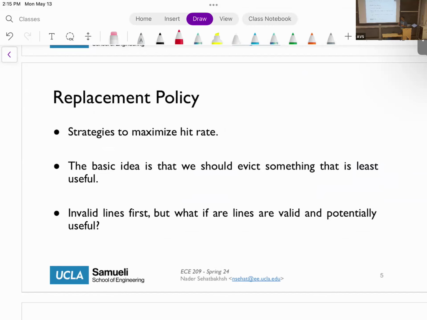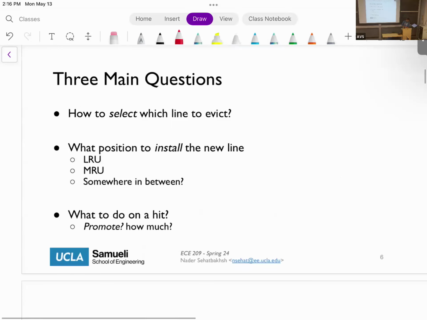And that was what you tried to do in your CA number 2. The questions that you needed to answer were, how do you select which line to evict? What should we do when we're installing a new line? Should we put it at LRU or MRU or somewhere in between? And then what should we do on a hit? In other words, what should we do for promotion? And again, in your CA2, you probably played with all these or some of these, and you have seen the differences, like how it can actually change your system.